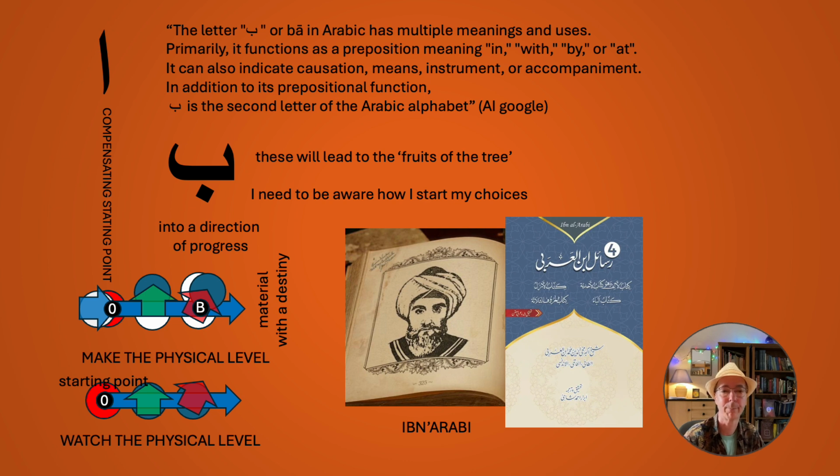And if you read what ba means, it's used for in, with, by, at. It also means causation, instrument, accompaniment, in addition to its prepositional function, and it's the second letter of the alphabet. It's actually disengagement. When it's there, you see where that leads to is actually again the same kind of thing, of attitude. It's also the second letter in the Roman alphabet, by the way, the B.